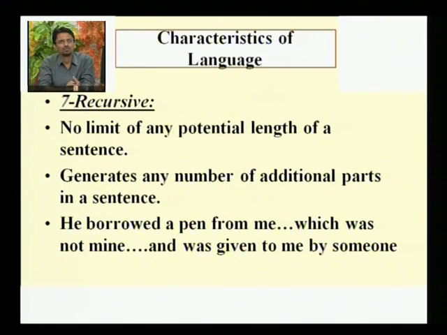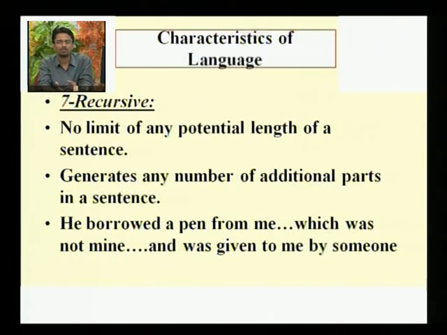Language is recursive. That means there is no limit and there is no specific rule to put an end to your sentence, to your verbal expression, or I mean the way you are communicating. There is no limit. Choice is yours. It generates any number of additional parts in a sentence. For example, have a look. He borrowed a pen from me which was not mine. I mean to say that he borrowed a pen from me. It can be full stop here, right?